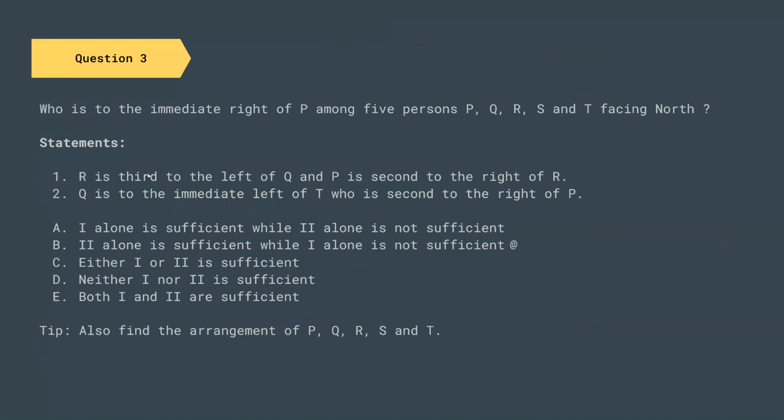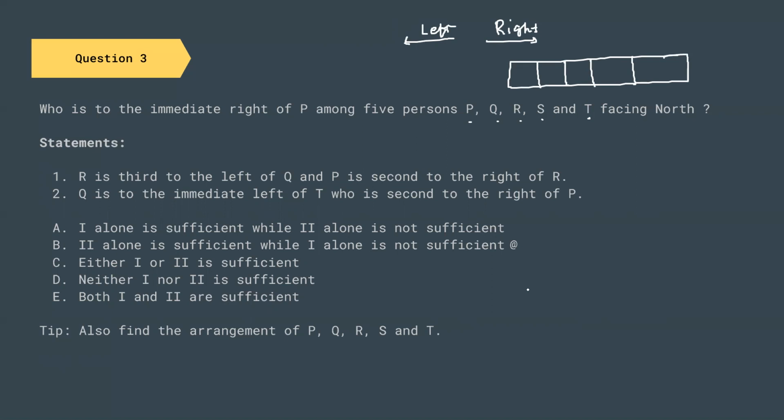Who is the immediate right of P among P, Q, R, S, T? Who is immediate right of P? So what we know is that this is the left hand side and this is the right hand side. Okay, and there are a total of 5 places to fill because we have P, Q, R, S, and T. So 1 place, 2 place, 3 place, 4 place, and 5th place.